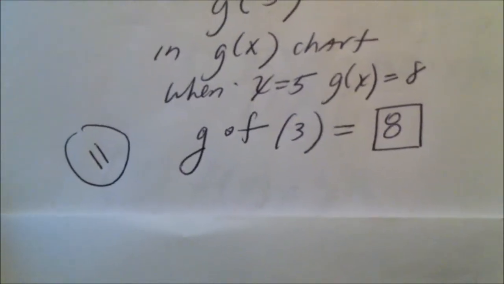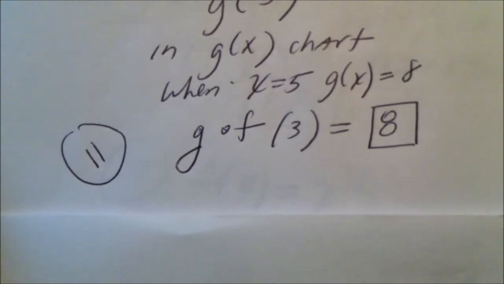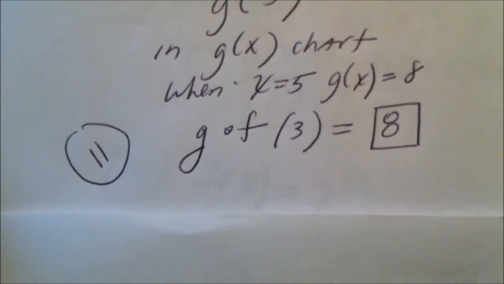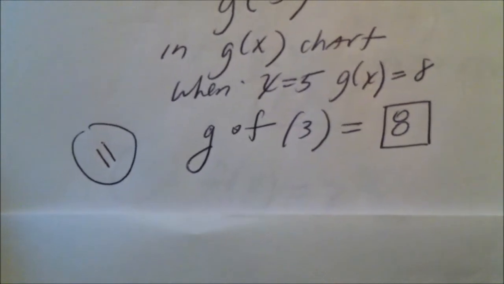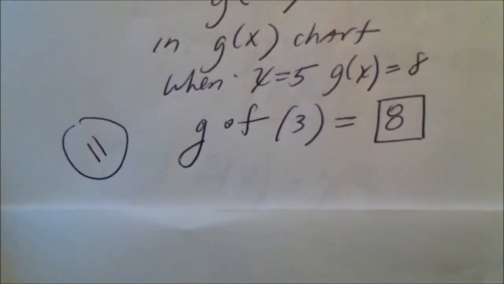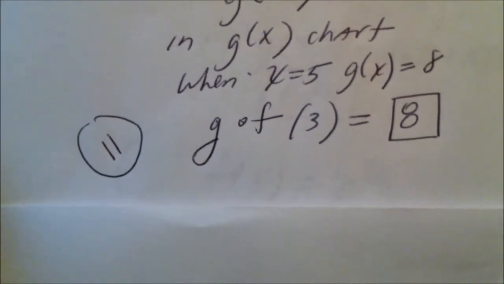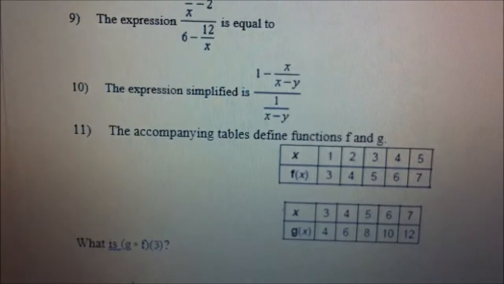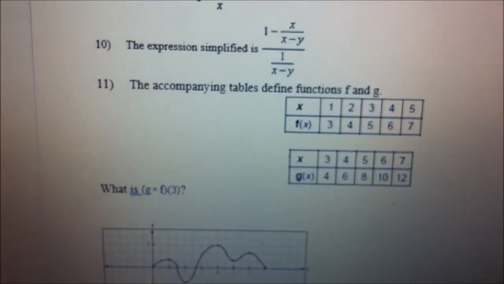The answer to number 11 on the first topic review, it was a composition question, and it was 8. It was a little odd, this composition question, because it used charts or tables to get the answers. I'm just going to show you, looking at the original question here. Sorry about this bad video.